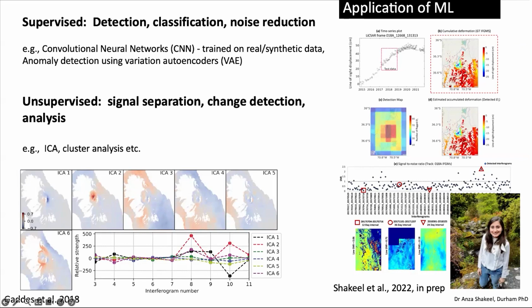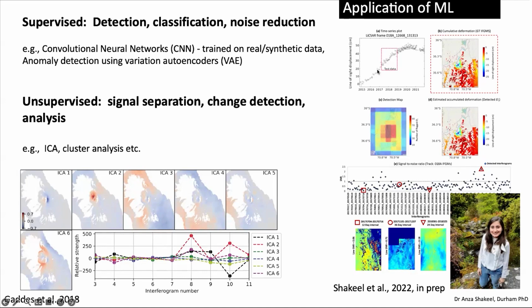The example on the right here is from Anza Shakil, and she trained on data from southern Turkey, essentially just on the structure of InSAR data. So not supervised classification here, just learning the structure of the data when no signals were present, and from that she was able to flag any interferogram that had deformation in it. That included, for example, this volcanic signal, which is Demuyu.